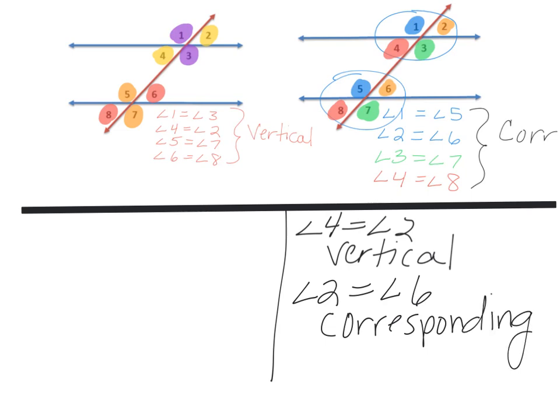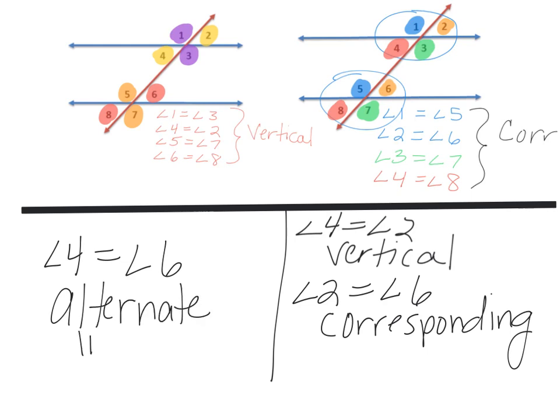So therefore, angle 4 is equal to angle 6 because when you put vertical and corresponding angles together, that makes those alternate interior angles. So we've proved that 4 and 6 are equal and 5 and 3 are equal.